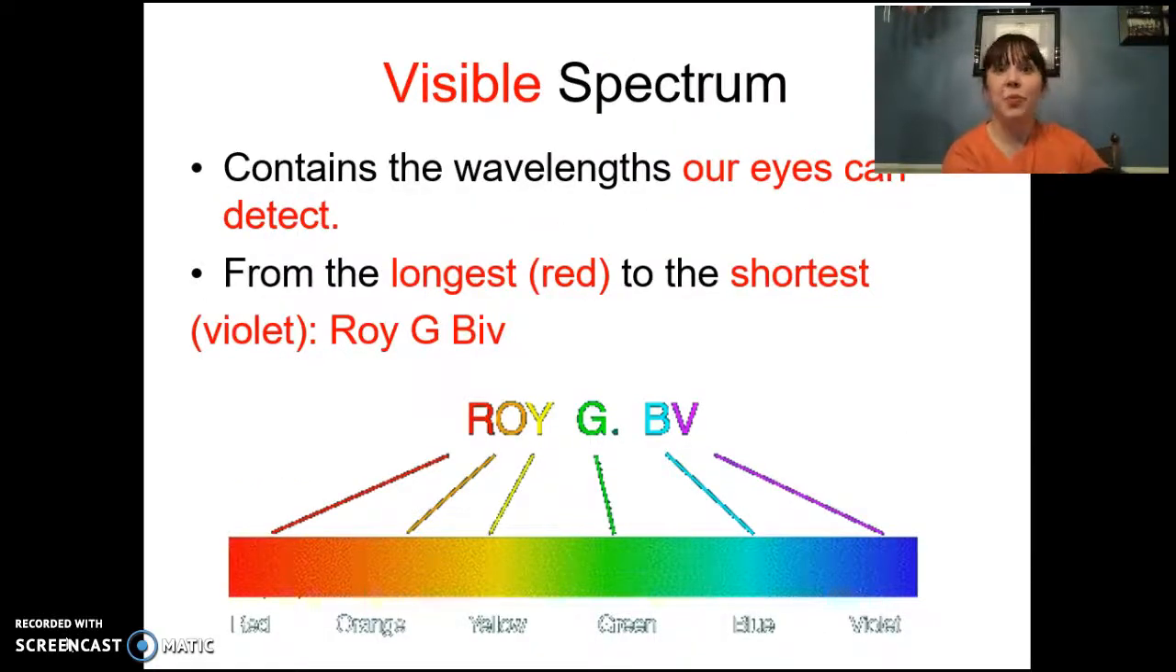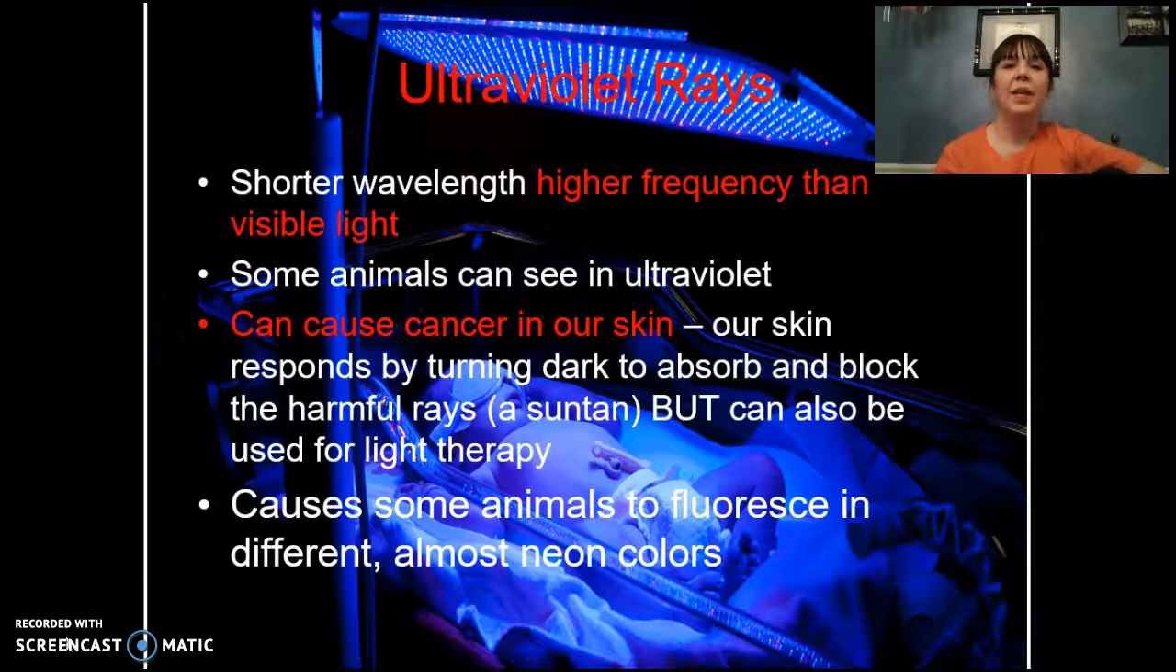The visible spectrum, that's what you're most familiar with because this is the spectrum that your eyes can pull in and interpret. It contains all the wavelengths that we can detect from the longest, which is red, down to the shortest, which is violet. And there's a little way to remember it. It's called Roy G. Biv. Roy, R-O-Y, red, orange, yellow, G in the middle, green, and then B and V, blue and violet. And that'll help you remember how to put them in rainbow order, so to speak.